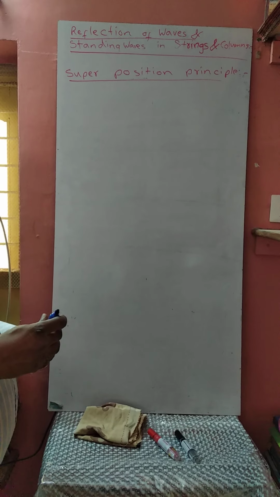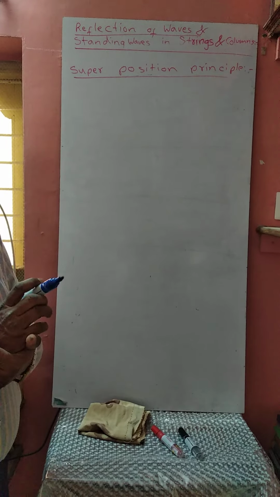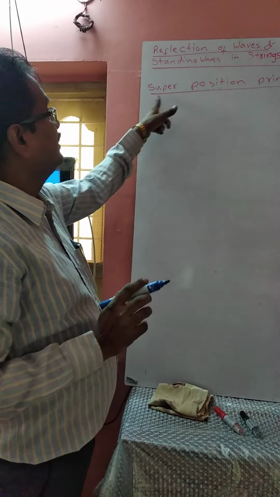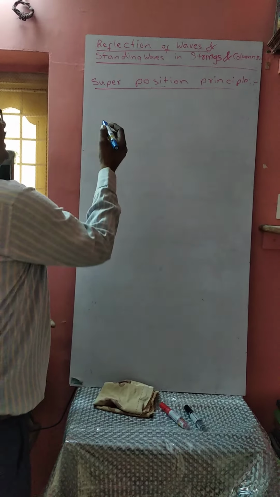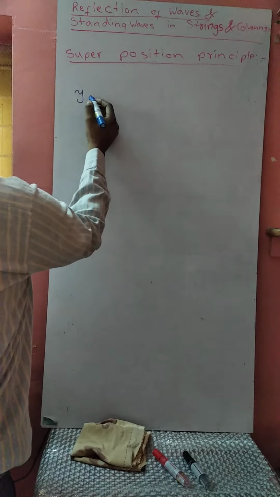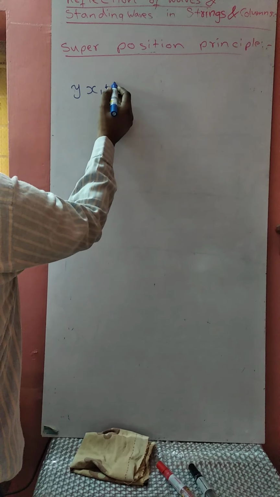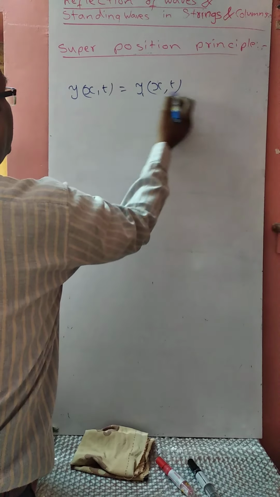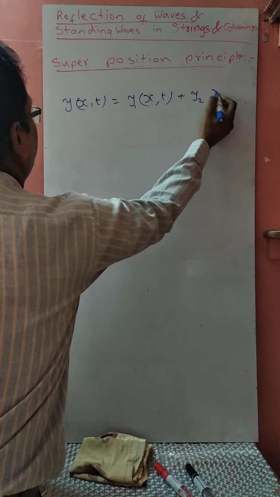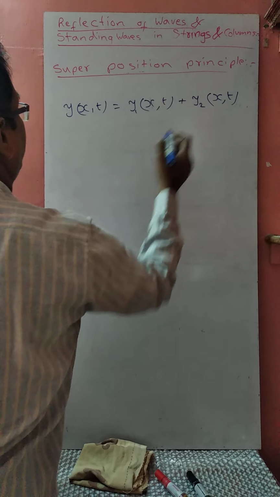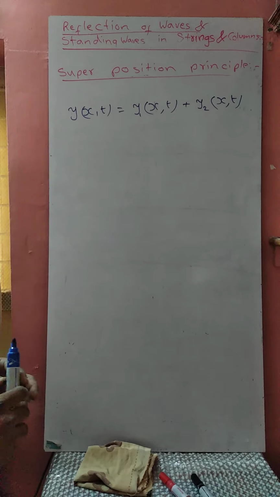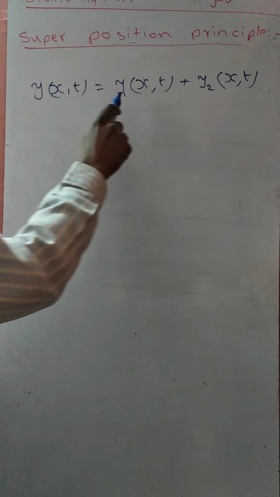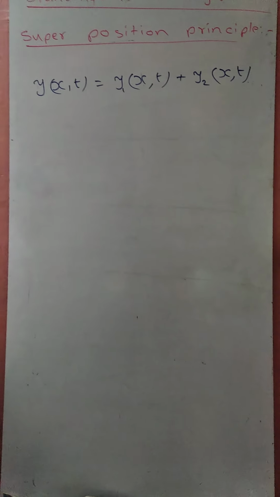If two or more waves superpose on one another, then the resultant displacement will be given by the superposition principle. That states that the resultant displacement at any instant is equal to the sum of the individual displacements. Once again, if two or more waves superpose on one another, then the resultant displacement at any instant is equal to the sum of the individual displacements.